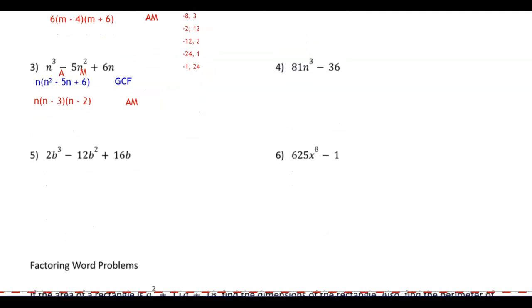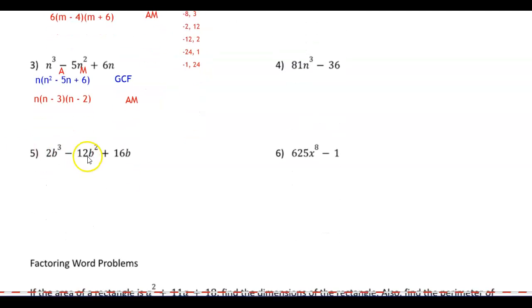Last but not least, I have 2b to the third minus 12b squared plus 16b. Pause the video, try this one out. Looking for GCF first, and see if you got it right.